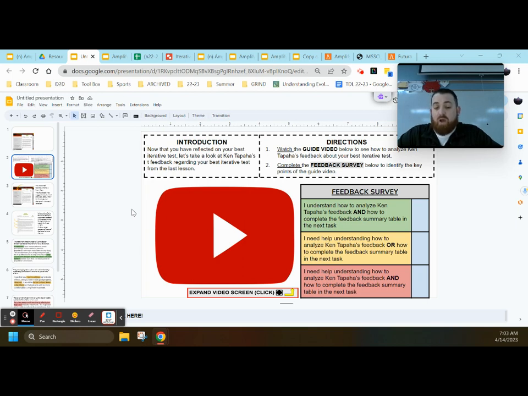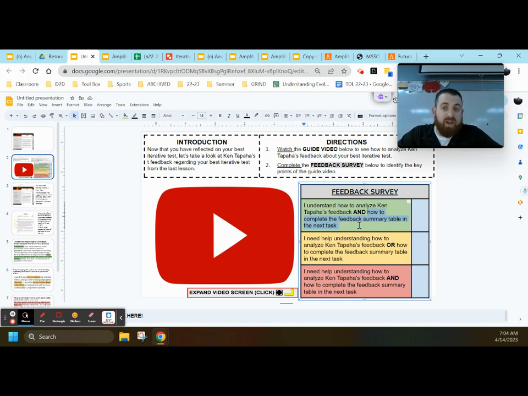Today we're going to be taking our iterative test that we submitted to Kenta Paha and going into the Futur network to see what feedback Ken has for us on how we can improve our overall treatment that we found at the end of our iterative testing. Today I'm going to break down how to, number one, analyze Kenta Paha's feedback, and then how to complete the feedback summary table that we're going to have in the next set of tasks.